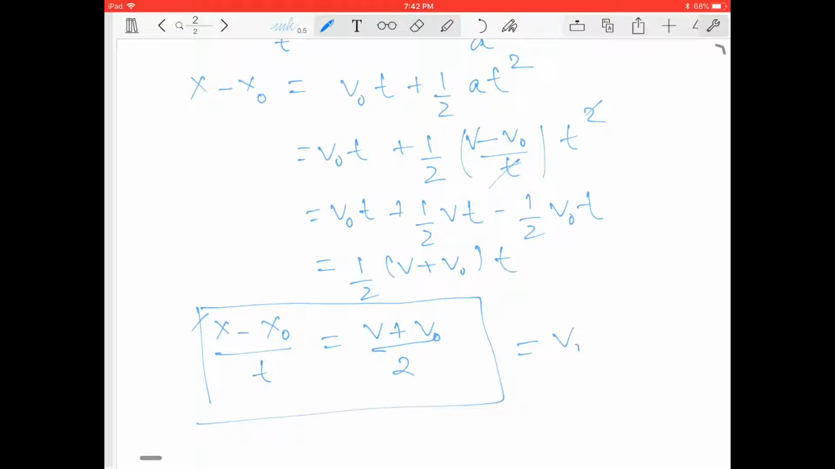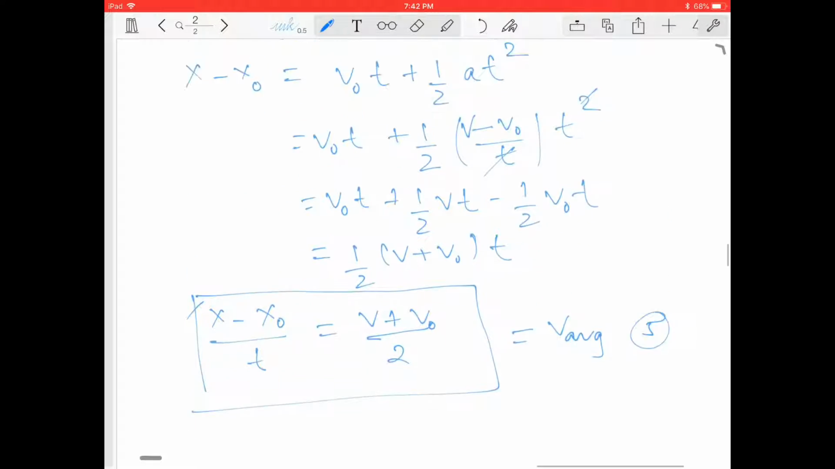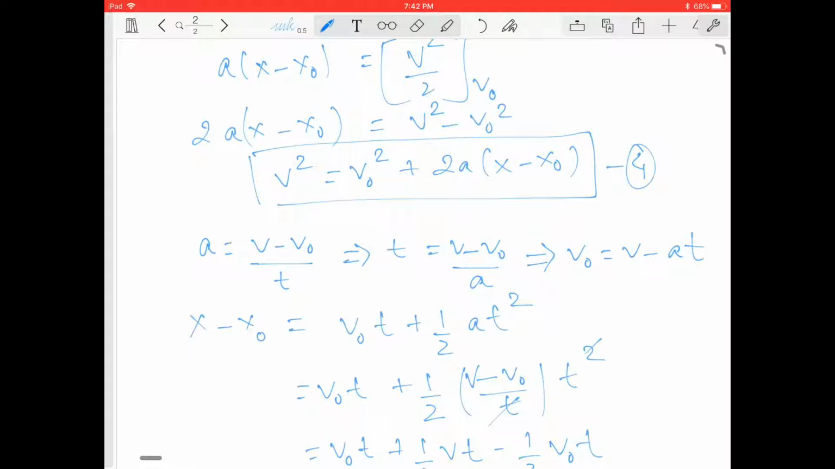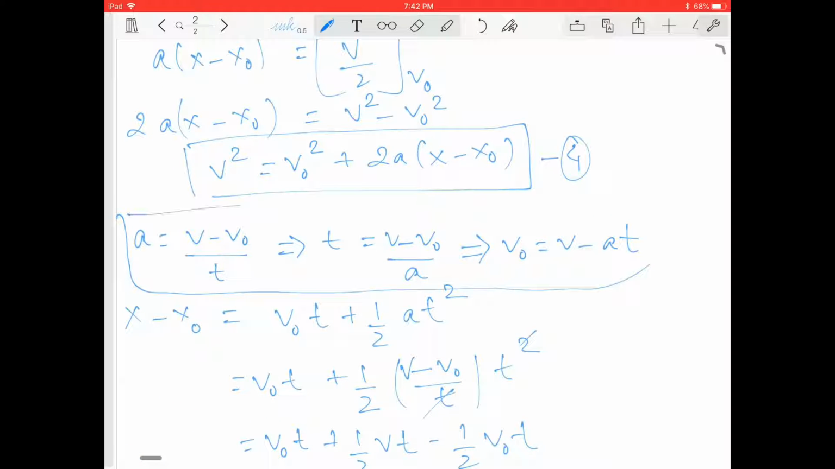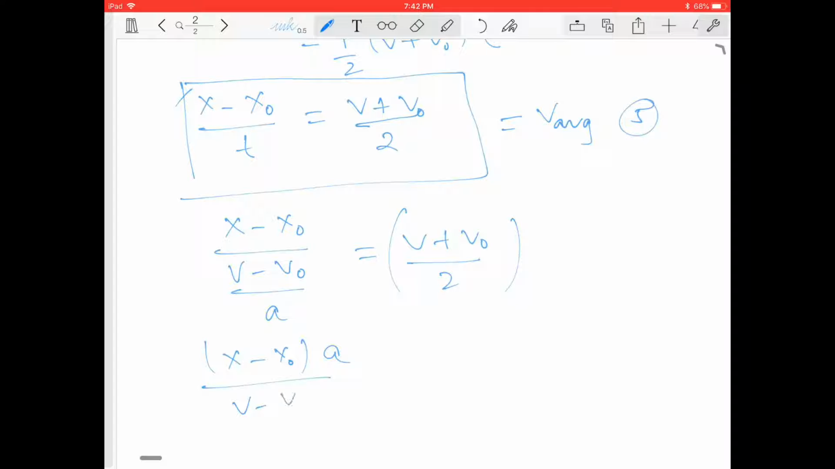Okay, which is the average. Now if we take this average velocity and take acceleration as I have written here, and substitute that in this average velocity equation, I get x minus x naught. In this case I'm substituting the time, v minus v initial divided by a, equals v plus v initial divided by 2. Rewriting this, this becomes x minus x initial times a over v minus v initial equals v plus v initial divided by 2.